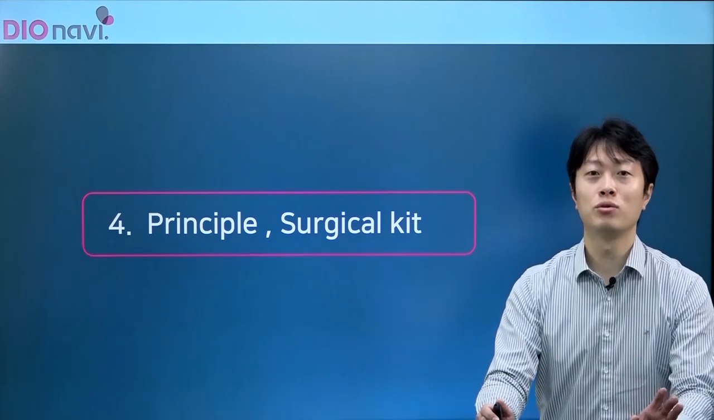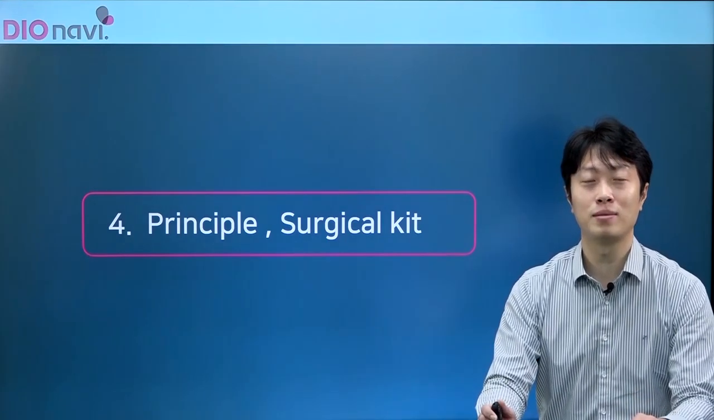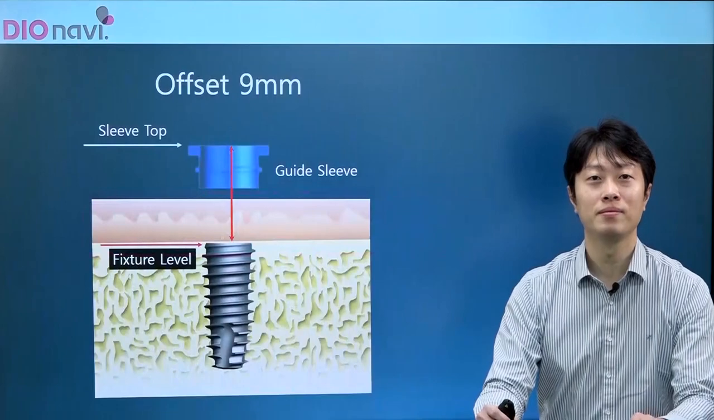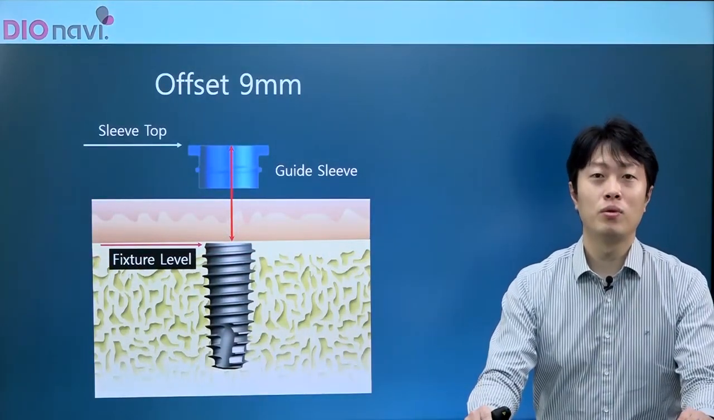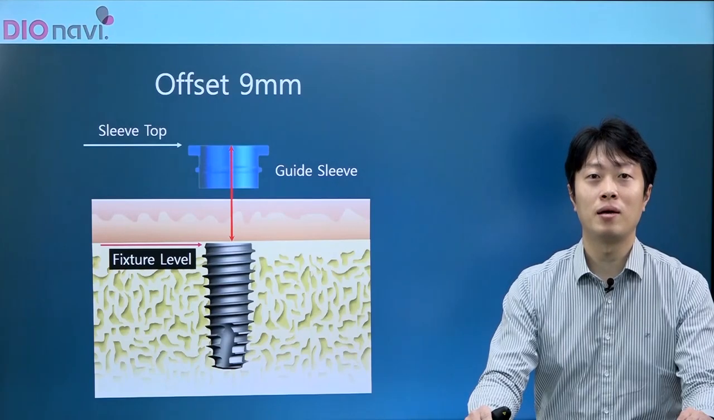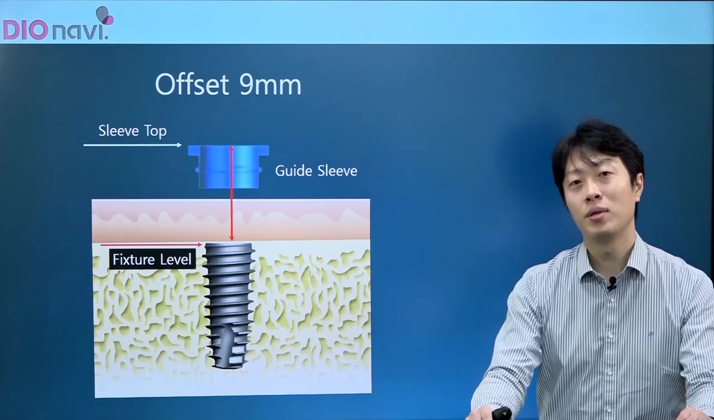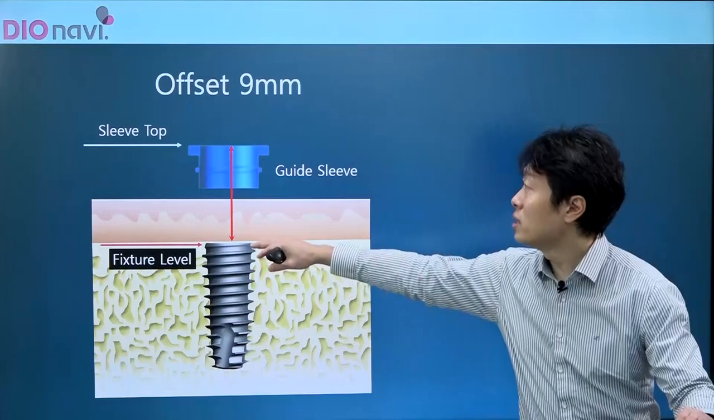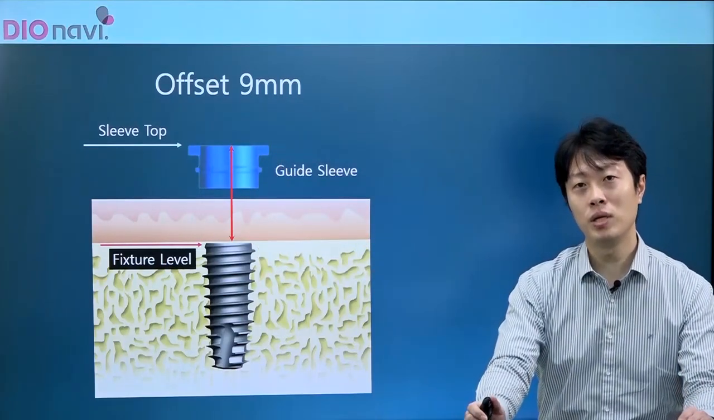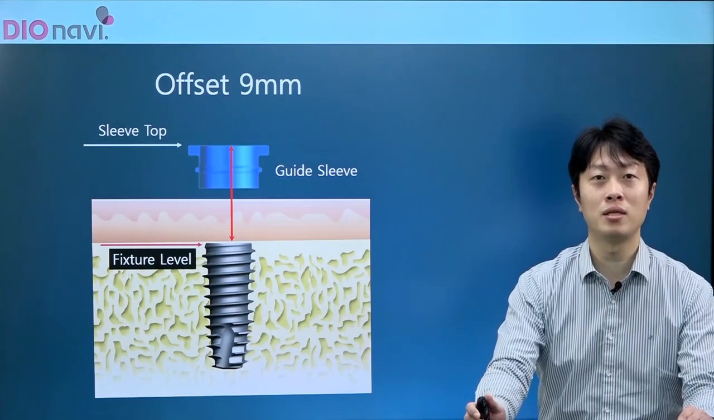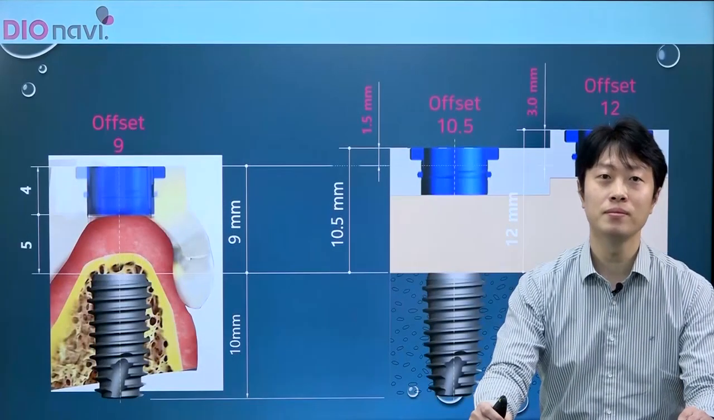Now, let's learn about the process of surgery in detail. First, to operate with DIOnavi, you need to know the concept of offset. Offset refers to the distance from the top of the fixture to the top of the sleeve. In principle, DIOnavi offers default offset of 9 mm.